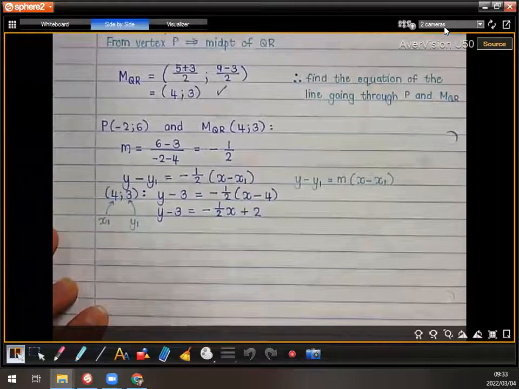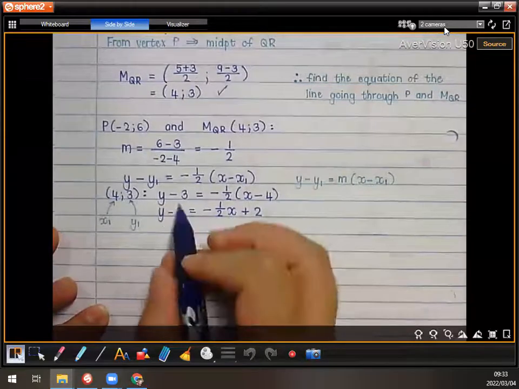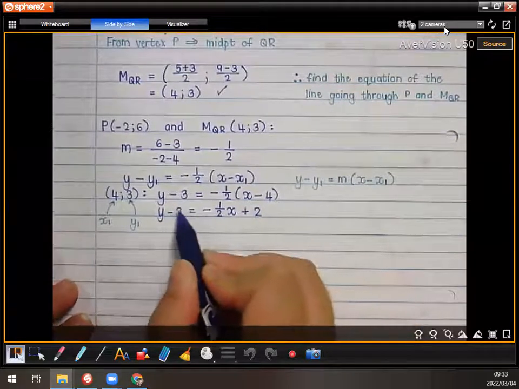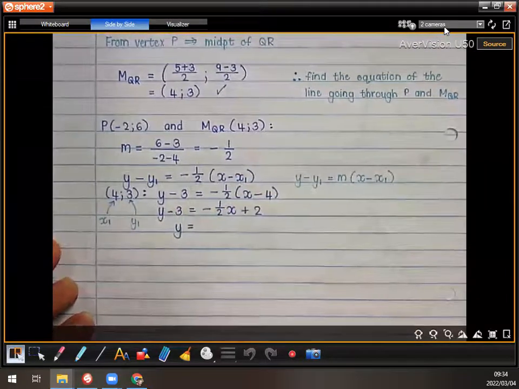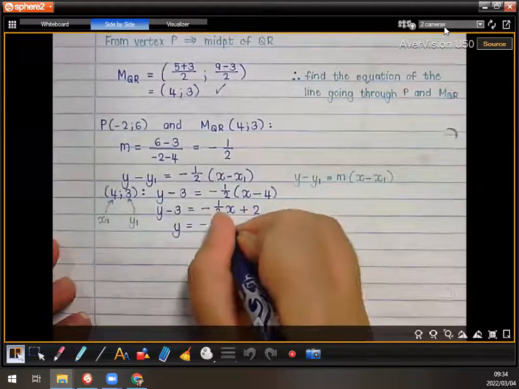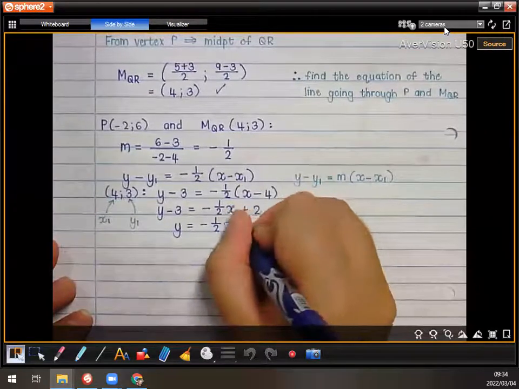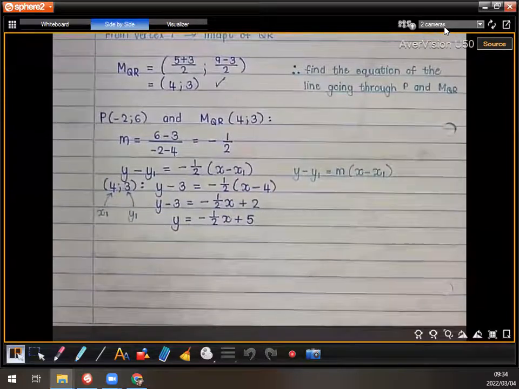You can use the calculator to check that as well. Now, the very last thing we need to do is move that -3 over to this side. What is the -3 going to become when I move it? -3 becomes +3. So I'm still going to have my -1/2 x. I have a 2 here. What is 2 plus 3? Plus 5. There we have the equation of that line. That is the equation of the median.